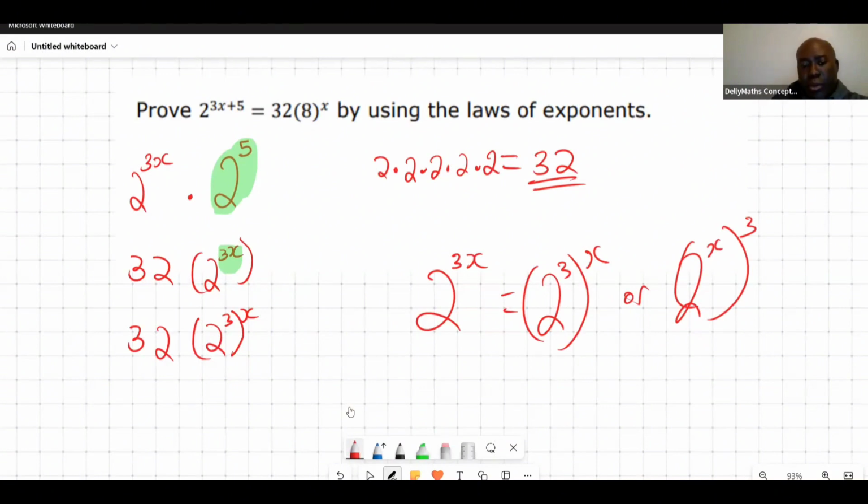So basically, we're back at this. So this is actually 32, and 2 to the third is going to be 8, and it's raised to the x. And with that said, we have just proven that.